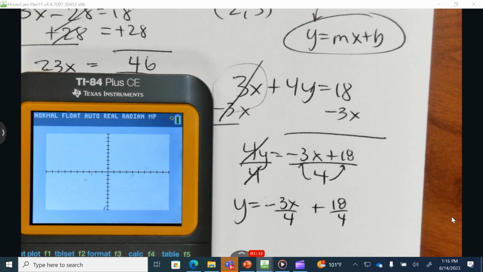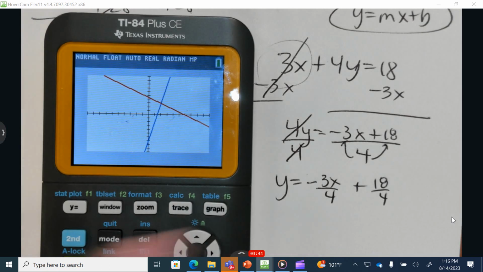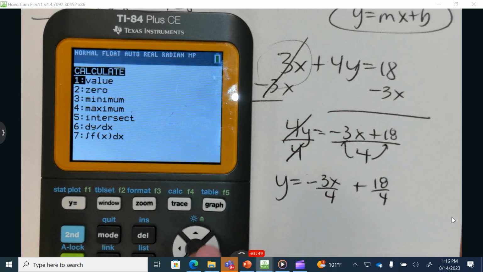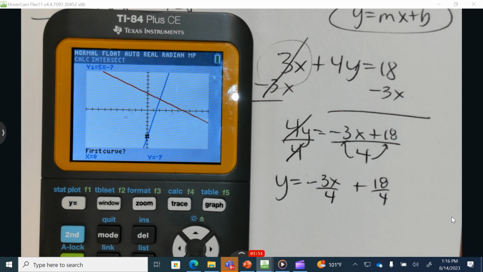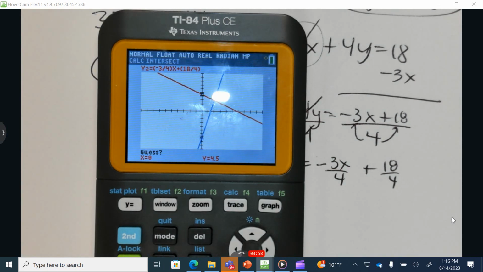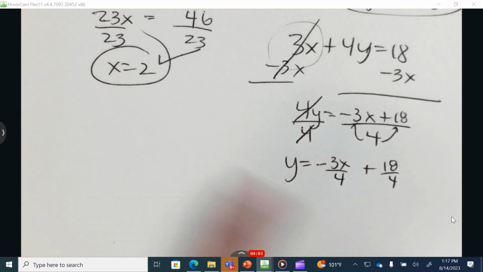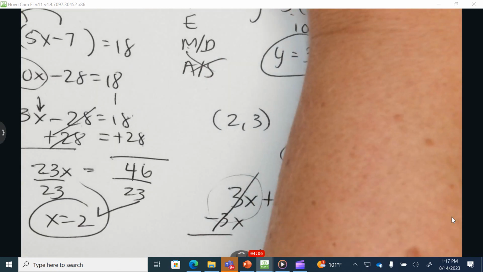I'm going to graph these, and I'm looking to see where they intersect. Where they intersect will identify the specific x and y that makes this mathematical statement true. Well, how do I find that? To find the precise point, we're going to use the app on the calculator. Second, trace, and we're going to go down to intersect. And then I'm just able to hit enter, which is in the bottom corner, 3 times. Enter for the first curve, enter for the second curve, and enter for guess. This is the exact point where they meet, and that's exactly what we came up with when we did this algebraically.